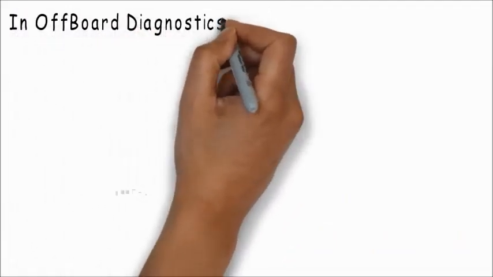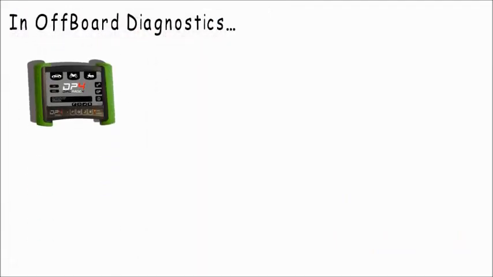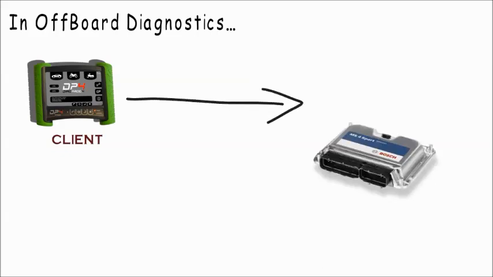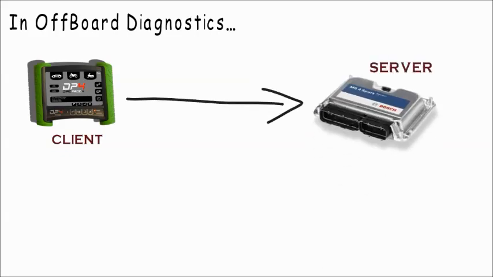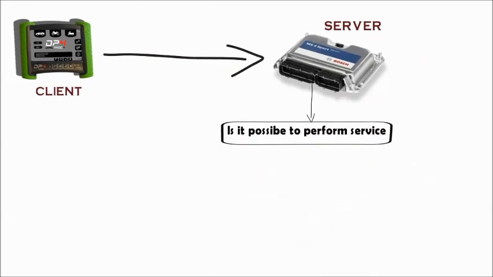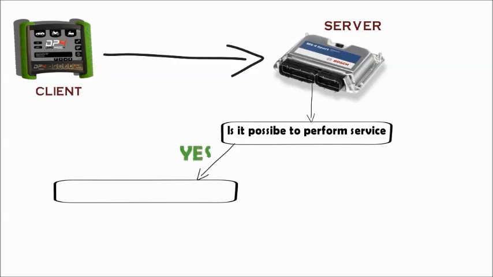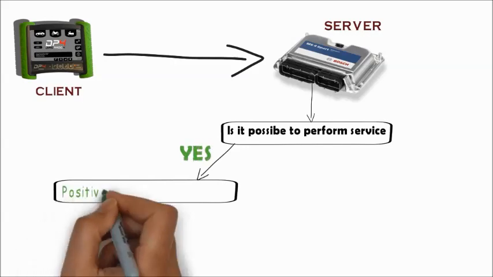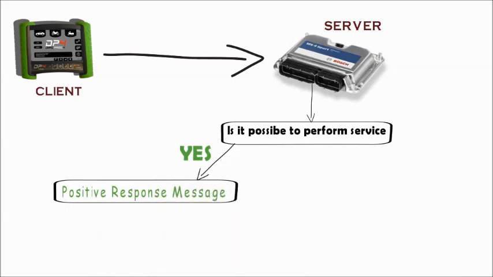About diagnostics. We know that when the tester as a client requests the ECU, which acts as a server, for a service, the server checks if it's possible to perform the service. And if it's possible, then it performs it and responds with a positive response message whose format we saw in the last video. Link to that video is given in the description.